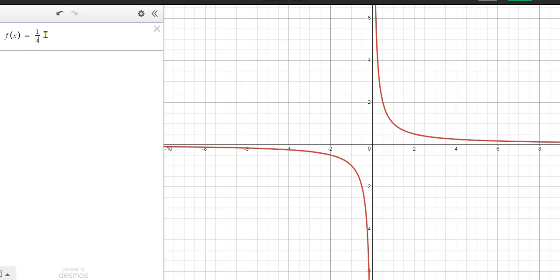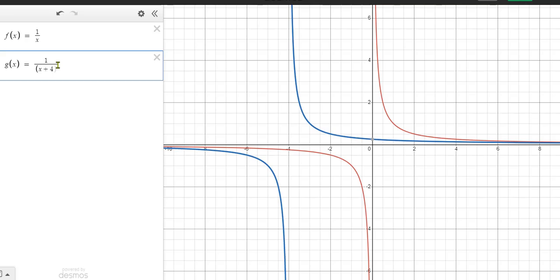Okay, there it is. So now I'm going to move it. I'm going to call this g of x. I'm going to move that function, shift it 4 left. So that's going to be 1 over x plus 4. I didn't get that right. Let's try that again. It's plus 4. And there you see it's shifted 4 units to the left. There's your vertical asymptote at negative 4.